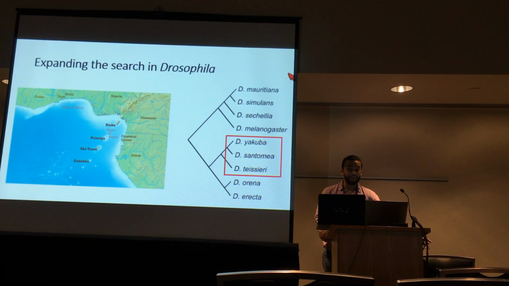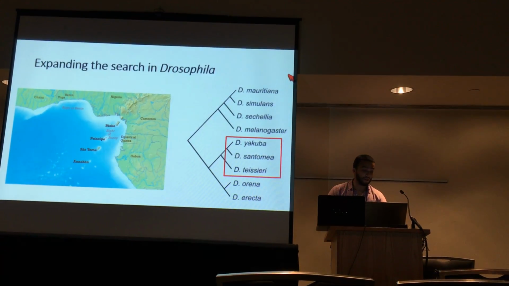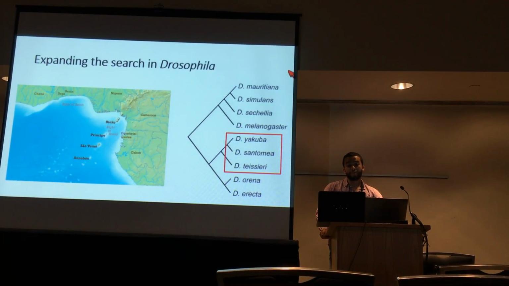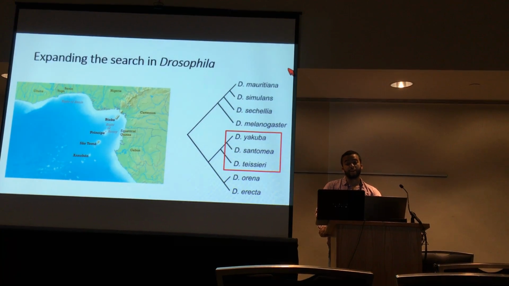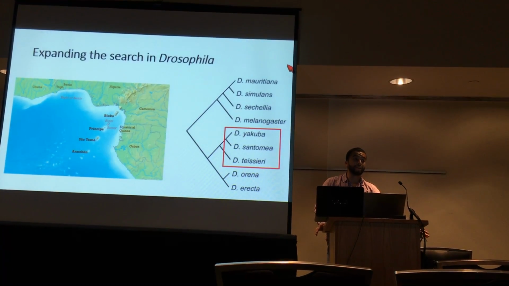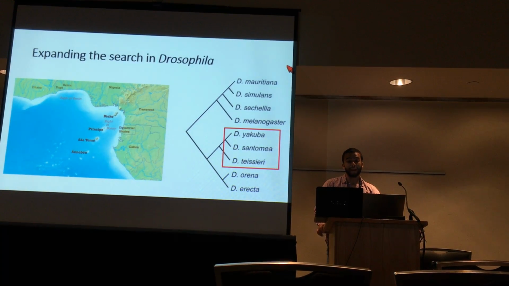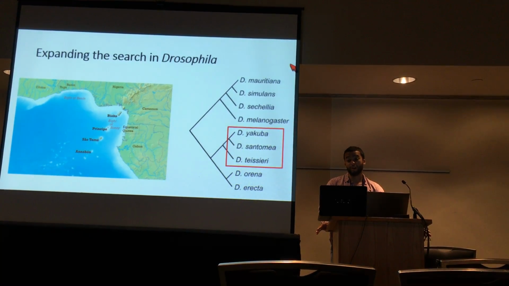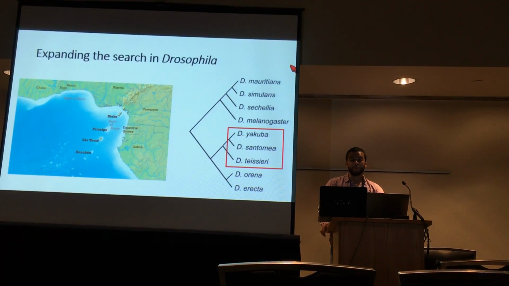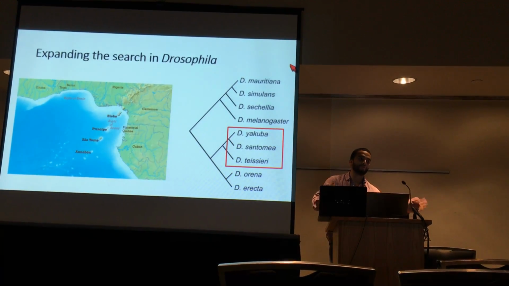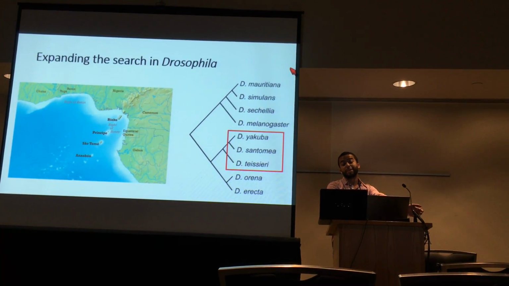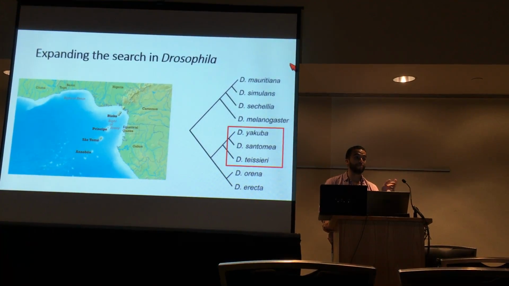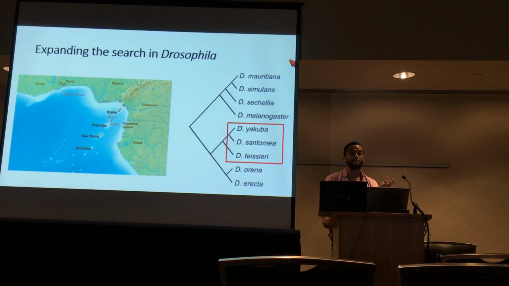So yakuba in particular is widespread throughout the entire continent. Santomea is restricted to São Tomé, the little island you see just south of Príncipe. And teissieri is found across the continent, but only in high altitudes. And these 3 species can all hybridize in the lab and in the field, and they create stable hybrid zones, between yakuba and santomea, as well as between yakuba and teissieri. So besides just surveying whether there is a presence or an absence of these P elements, the system allows us a good opportunity to see how P elements can actually transfer between different species, between different systems, due to hybridization.